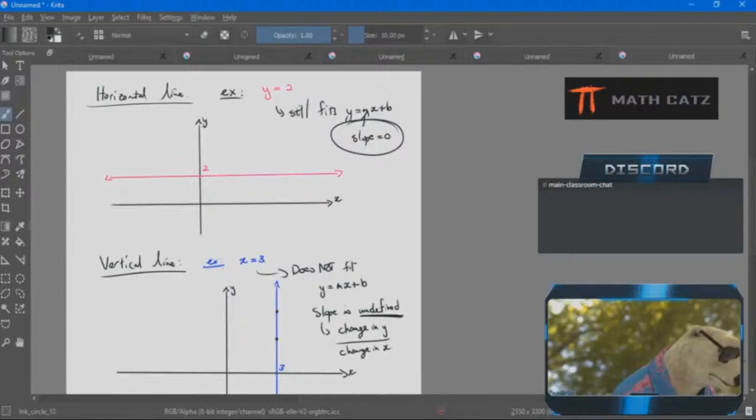Can I say that it does not exist? Yeah, absolutely. Undefined, does not exist. Same thing. I want to calculate a slope value, and when it's vertical, I can't do that. The number doesn't exist. The calculation doesn't make sense. The concept of slope as we define it, change in y over change in x, falls apart for that special case.